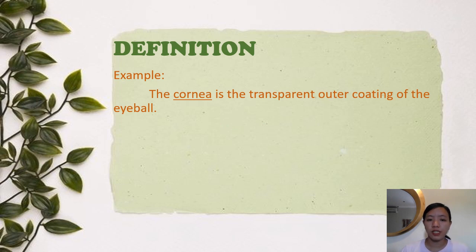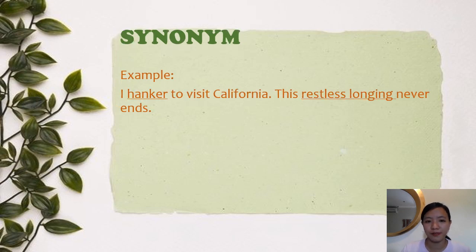The first one is the definition. One common way of providing children with an understanding of the new word is to introduce and define it within the same context. For example, the cornea is the transparent outer coating of the eyeball. So as you can see, the underlined word cornea is being defined in the sentence. This is just a piece of cake.